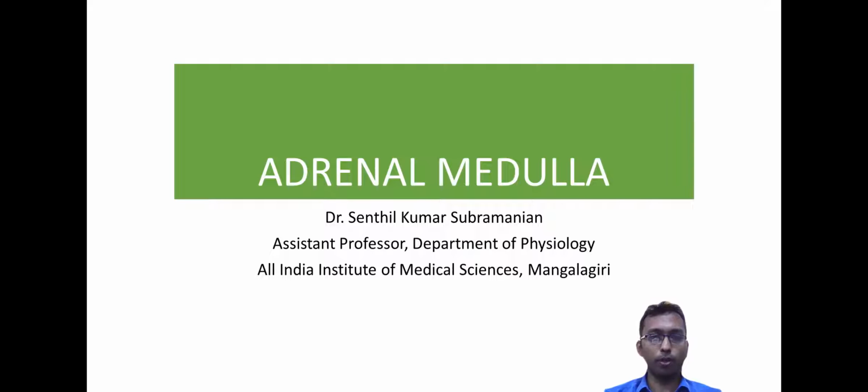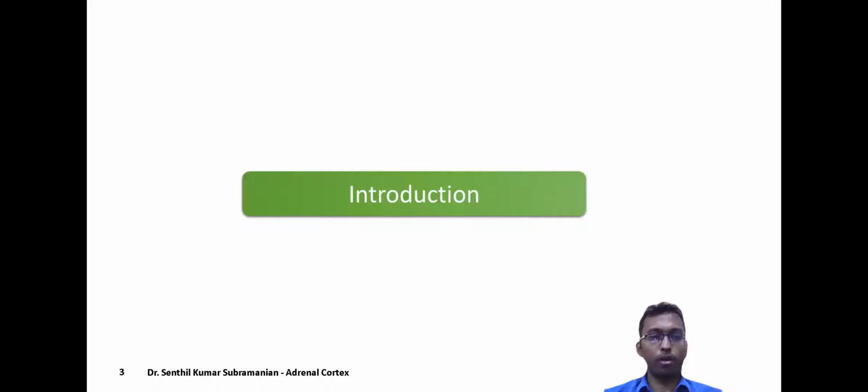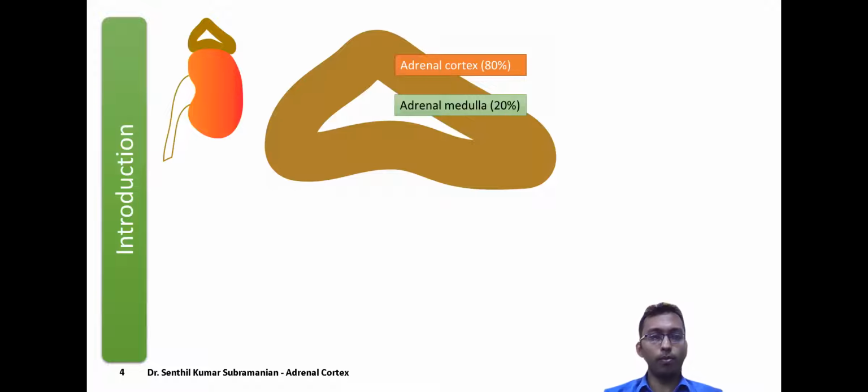Today we'll be discussing the physiology of adrenal medulla. To begin with, the suprarenal glands or adrenal glands consist of two separate endocrine glands. The outer adrenal cortex, which constitutes 80% of the adrenal mass, followed by the inner adrenal medulla, which constitutes only 20% of the adrenal mass. These two glands are different both functionally and in embryological origin.